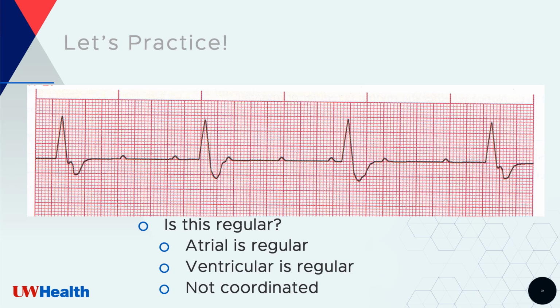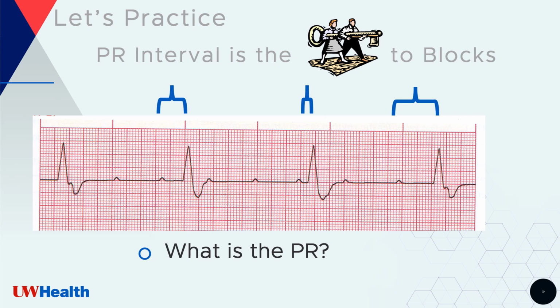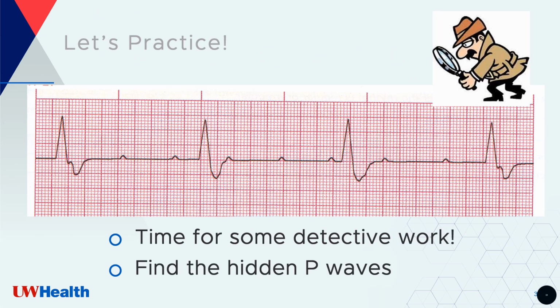A final example here, real quick, is this regular? Well, I have regular P waves, I have regular QRSs, but they're not coordinated. How's my PR? Well, here's one PR, here's another PR, here's a third PR, so definitely not the same, and there's no pattern. And finally, let's find some hidden P waves.